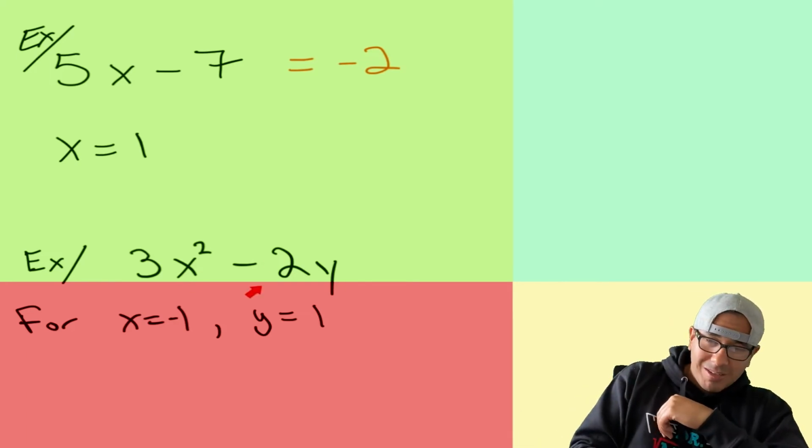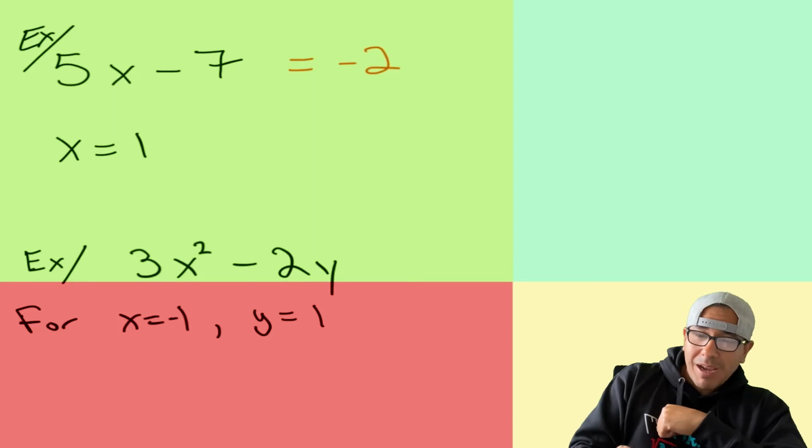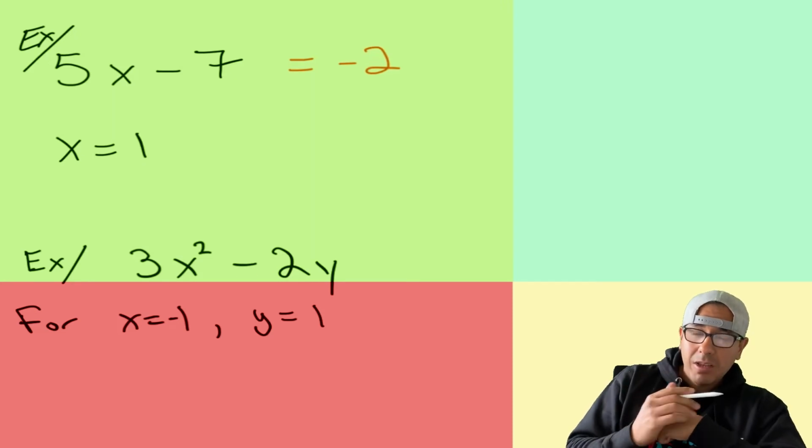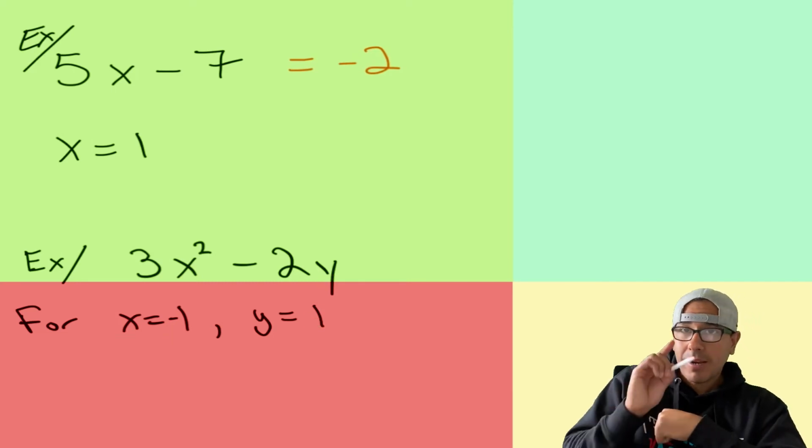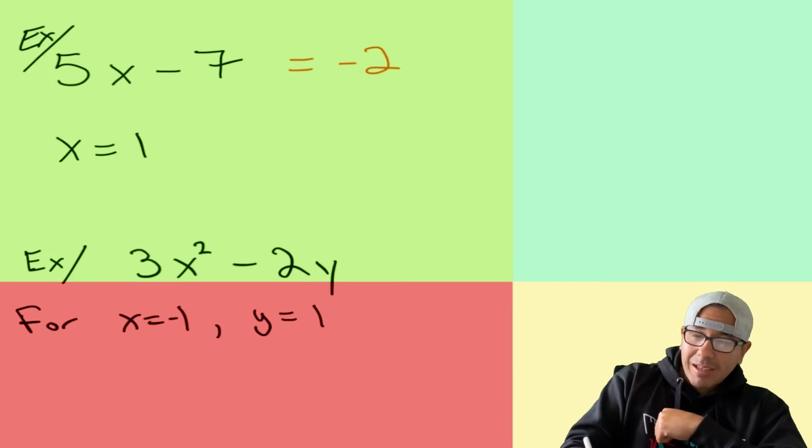All right, so for this next one, we have 3x squared minus 2y. So this time, wherever you see an x, you're gonna plug in negative 1. Wherever you see a y, you're gonna plug in 1, right? So let's go ahead and do that. And again, I wanna be good users of these parentheses. So let's set up the scene here.